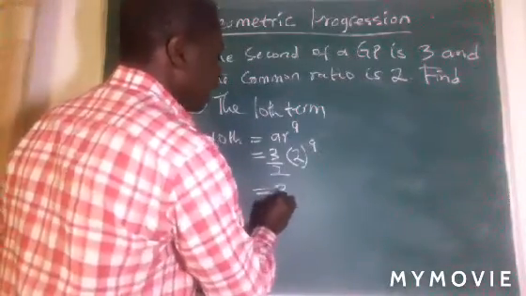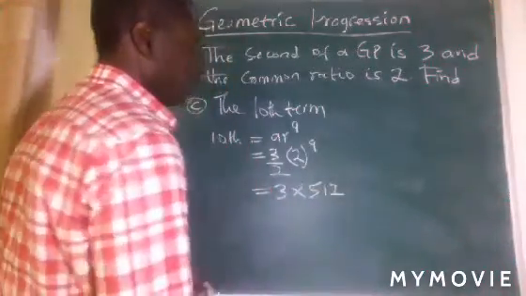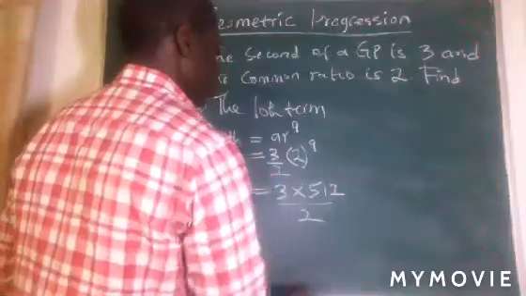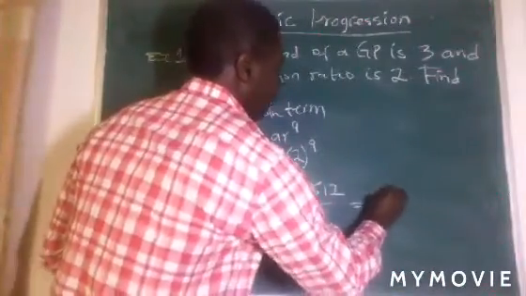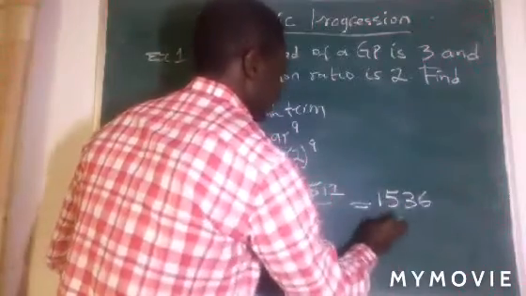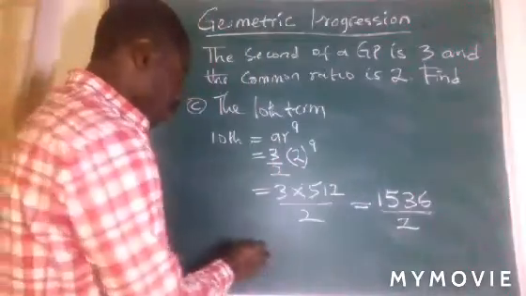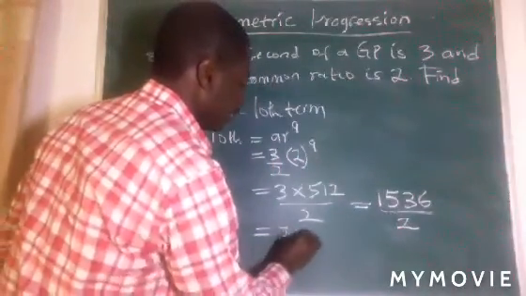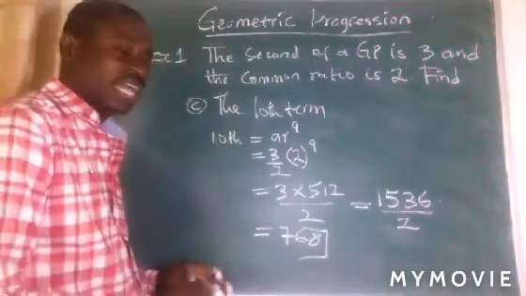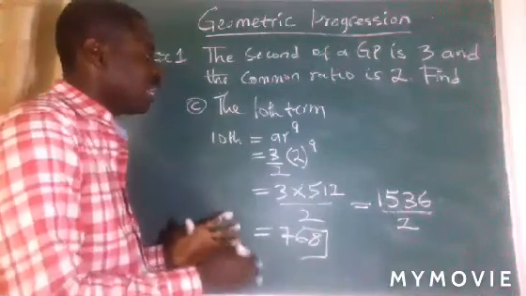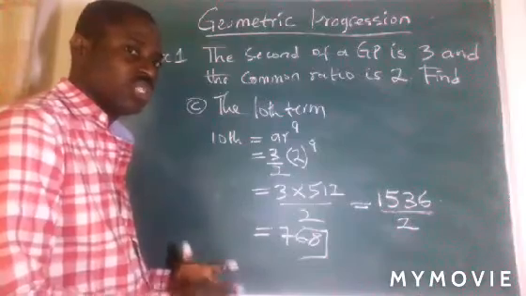So we have 3 times 512 divided by 2, which is equal to 1536 divided by 2. This will give us 768 as the answer. Now that we have found the 5th, 8th, and the 10th term, we can find any other term in the sequence using the same method.